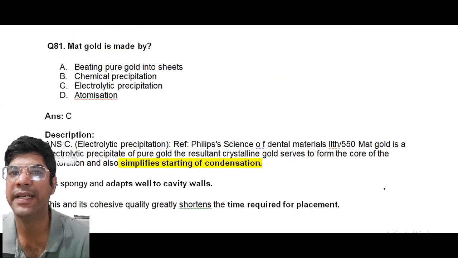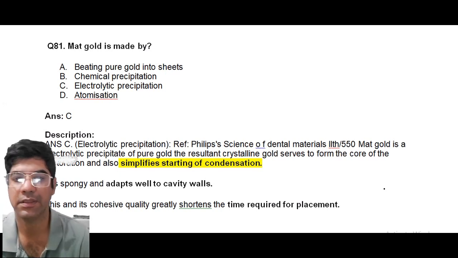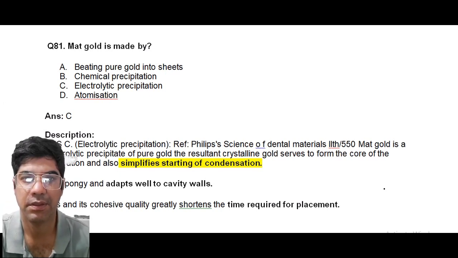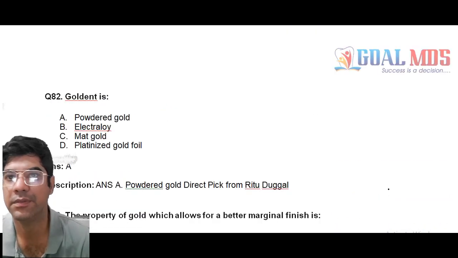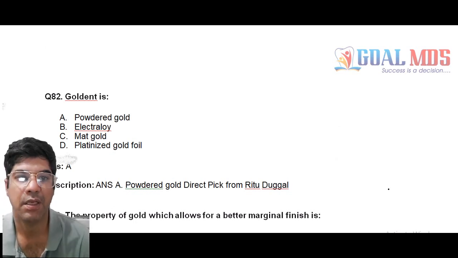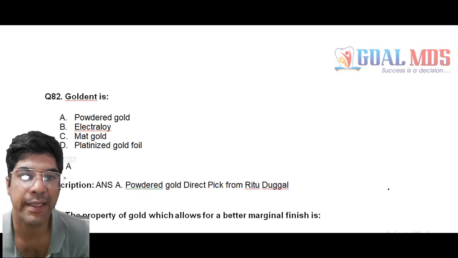The matte gold is made by electrolytic precipitation. Goldent is a powdered gold. The goldent typically refers to powdered or granulated gold.